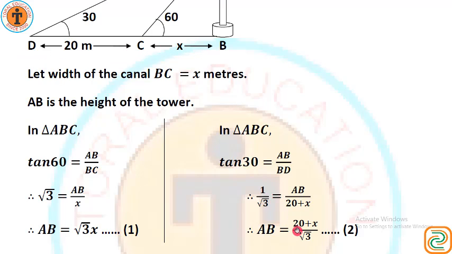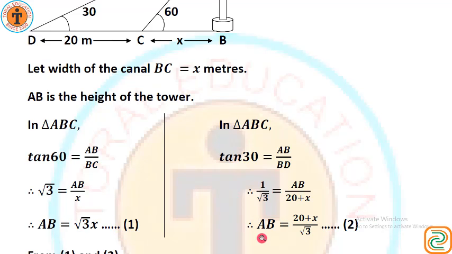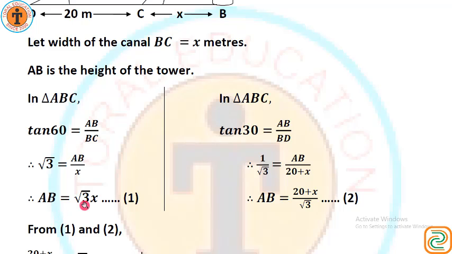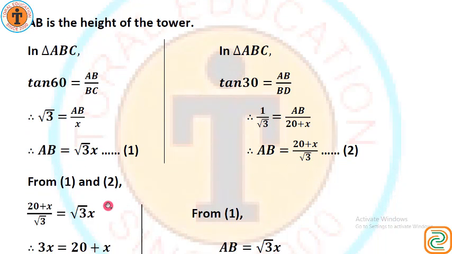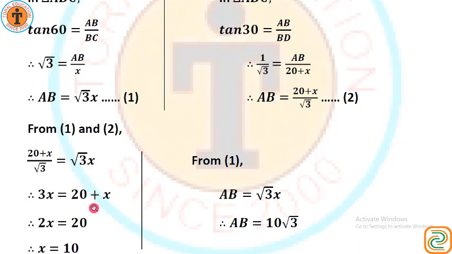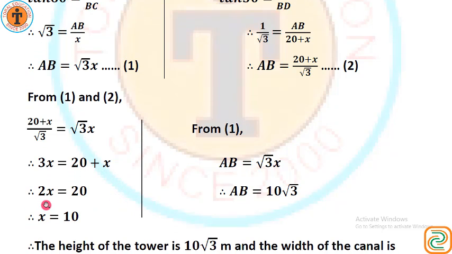So AB equals 20 plus x upon root 3. This 20 plus x will go here. Here is AB, here is AB, both sides are equal, therefore this equals this. Again we have the same thing which was in question number 10. Root 3 will go there and become 3x. 3x equals 20 plus x. Therefore 3x minus x is 2x, 2x equals 20, therefore x equals 10.